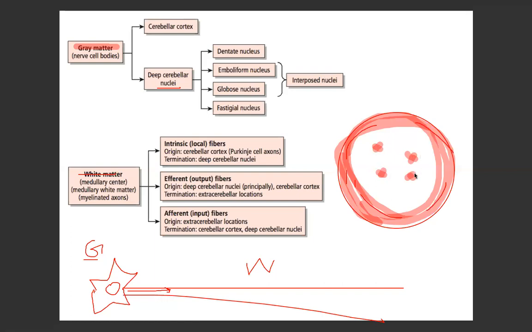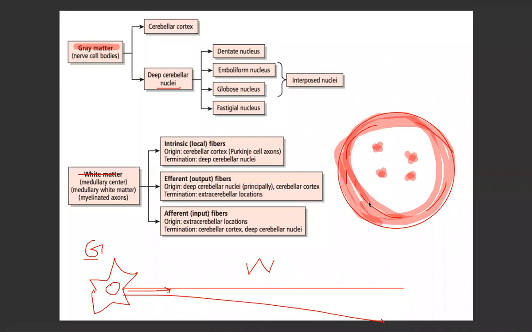وديل بنسميهم deep cerebellar nuclei. So there are four nuclei قاعدة جوا في الديب مش قاعدة برا في الكورتكس، تمام؟ هم أربعة: الدنتيت، الامبوليفورم، الجلوبوس، والفاستيجيال. تمام، يعني أربعة ديل. You're supposed to know their names. Hope you more information later on. تمام؟ So عندنا dentate, emboliform, globose, and fastigial.